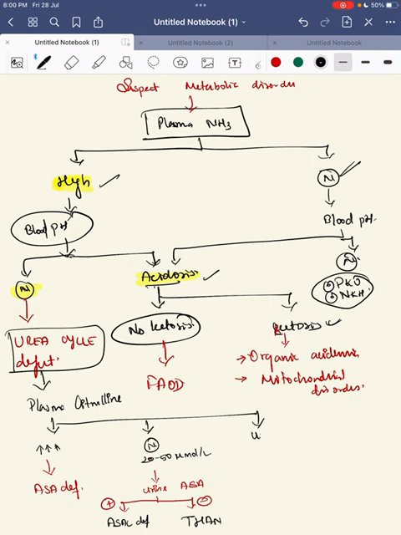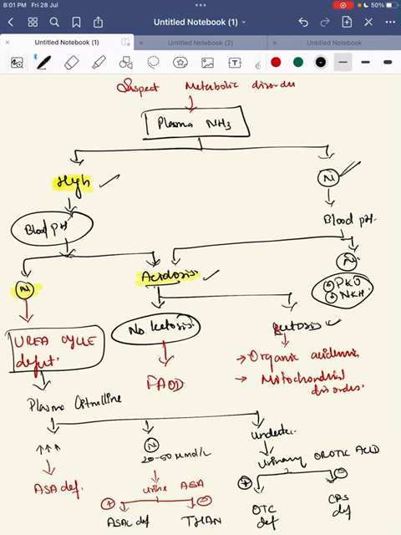Or when plasma citrulline level is undetectable, you have to do urinary orotic acid. When this urinary orotic acid is positive, it is due to ornithine transcarbamylase deficiency. When it is negative, it can be due to CPS deficiency. Okay, this is about how you go on with the child presenting with a metabolic disorder.